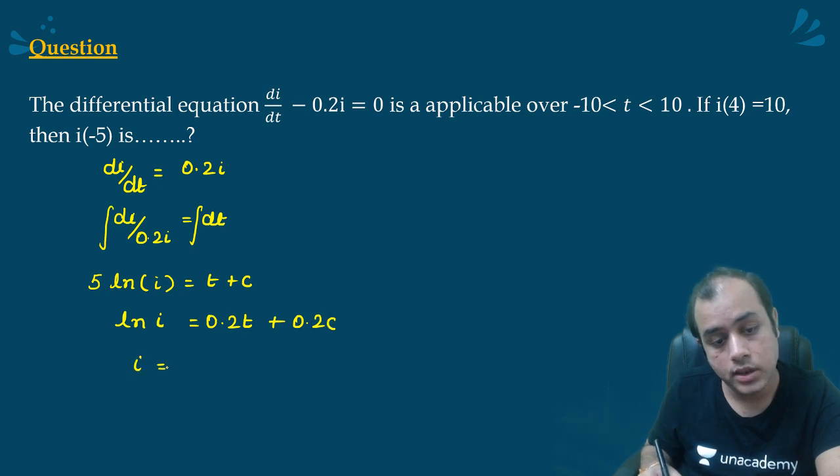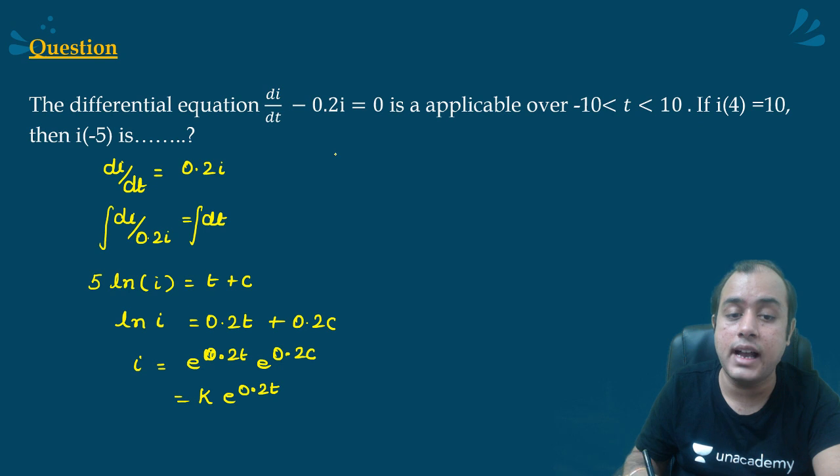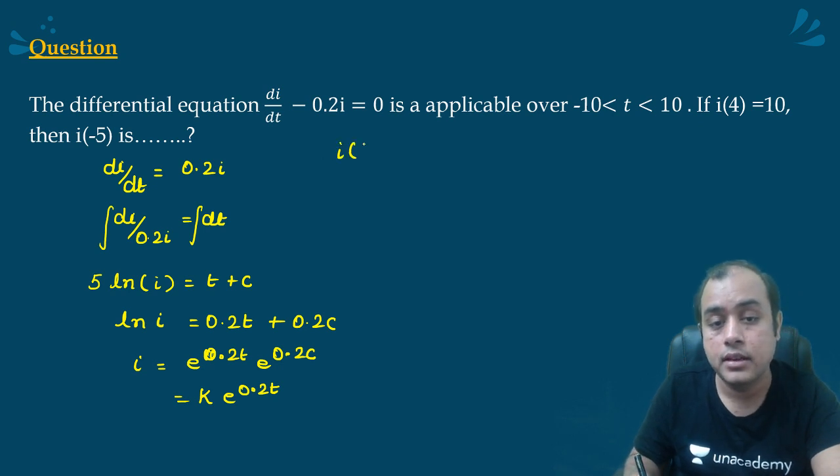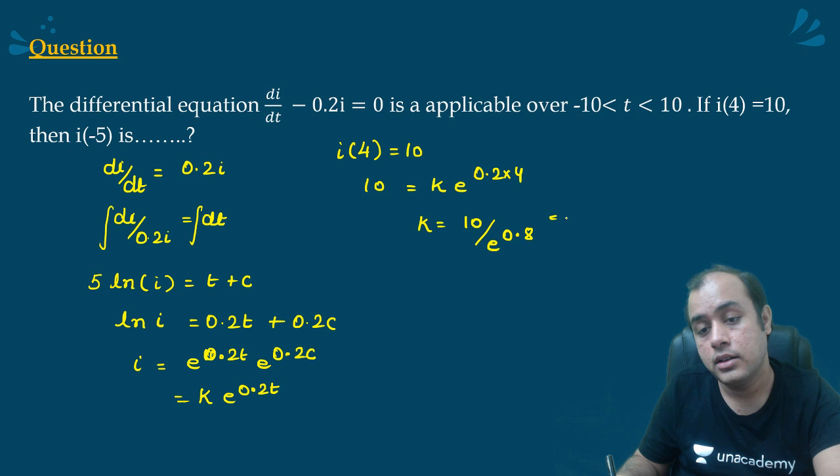So I is equal to k e to the power 0.2t. I don't know the value of k, but it is giving me I(4) is 10. So 10 is equal to k e to the power 0.2 into 4. So k is 10 by e to the power 0.8, or 10 e to the power minus 0.8.